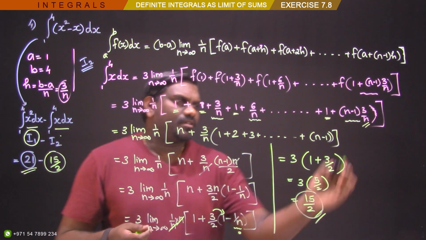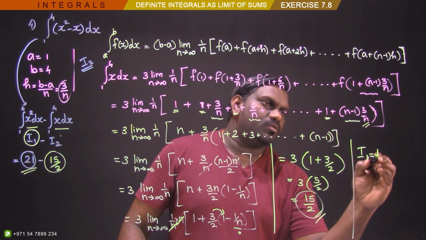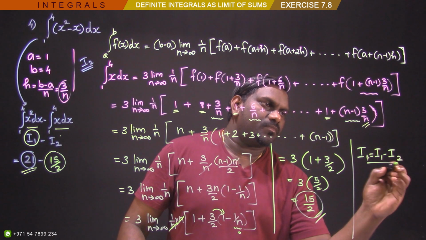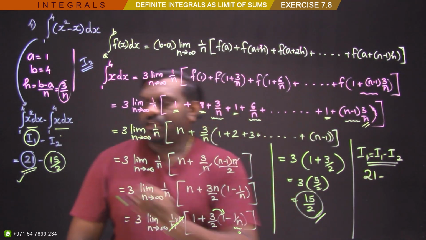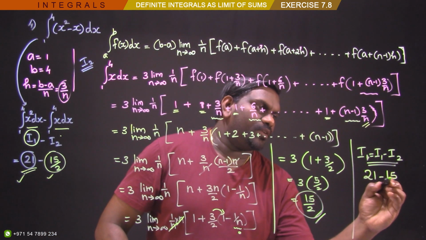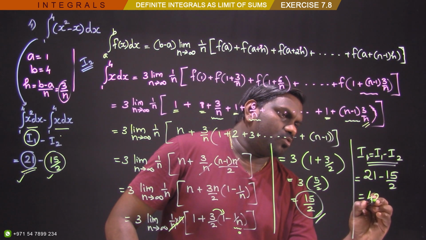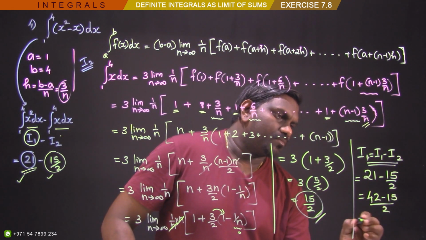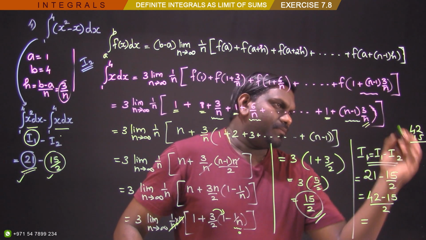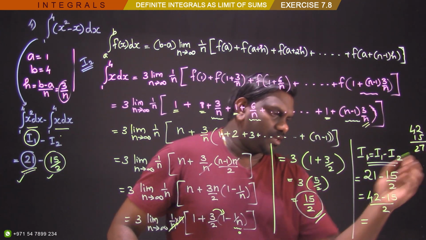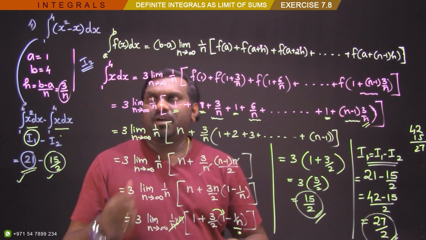So what is my value I, dear? You know that I is equal to I1 minus I2, right? So what is I1? Already I got the value, dear. That is 21 minus 15 by 2. If I take the LCM, this is going to be 42 minus 15 by 2, which gives 27 by 2. That is the answer for my fourth question, dear.